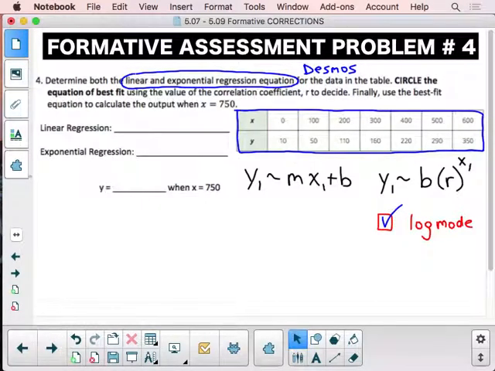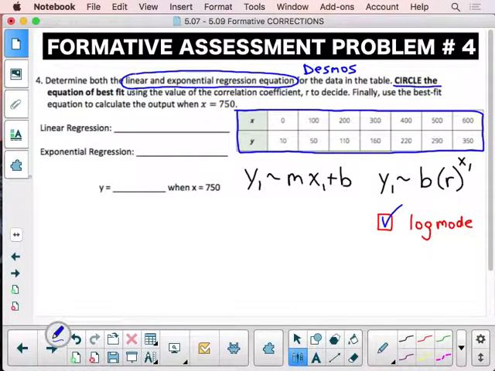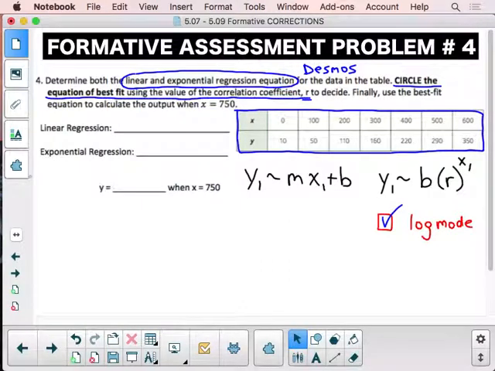So we go to Desmos and we're going to enter in this specific data. Once we've done the regressions, we'll record those regression equations. And then don't forget, it does say circle the equation of best fit using the value of the correlation coefficient R. So as we're in this regression, we're going to have to be checking that correlation coefficient.